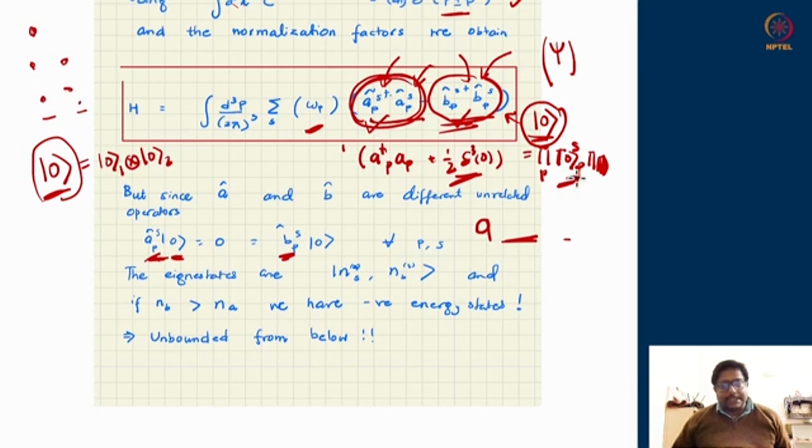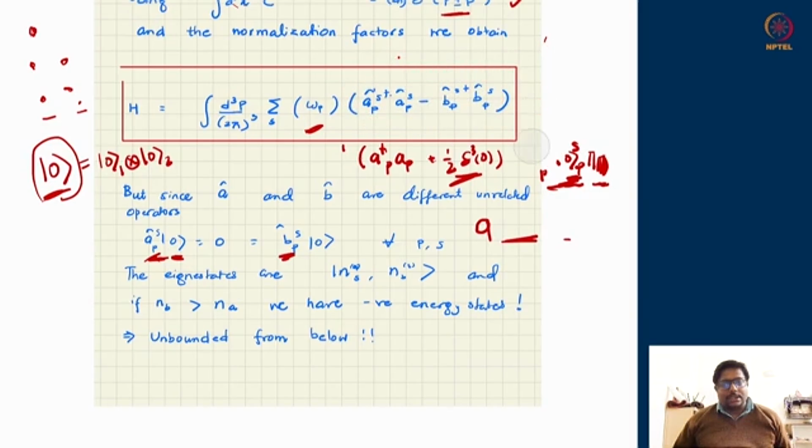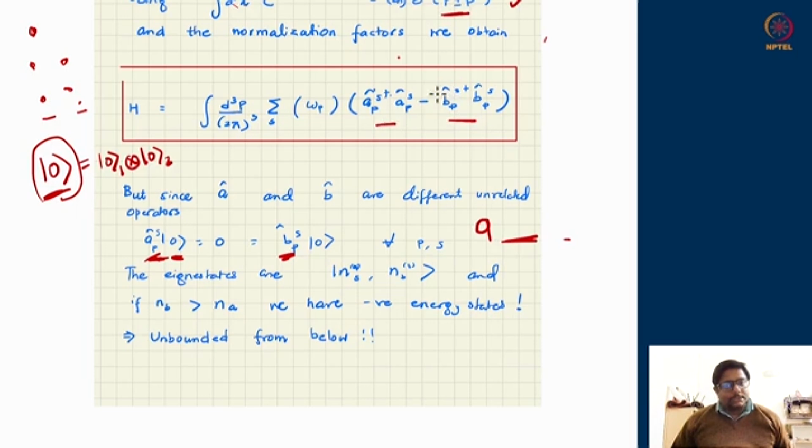Just like different P's oscillator structure did not command what other oscillators' excitation should be, similarly, the positive frequency sector does not command what has to be the excitation in the negative energy sector. How many particles I should keep in oscillators of one kind does not determine how many particles of those oscillators I should keep in the negative frequency side. So therefore, these are independent excitations. And therefore, there is a problematic possibility that I can excite the negative frequency particles more than the positive frequency particles, and I lead to a Hamiltonian which is negative.